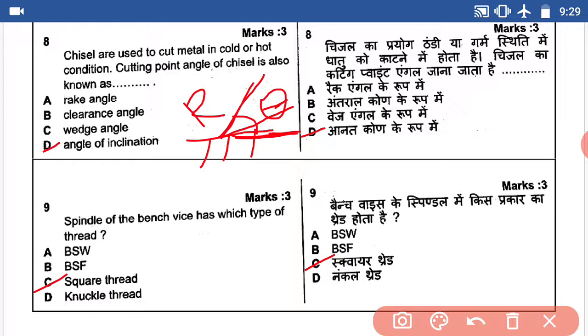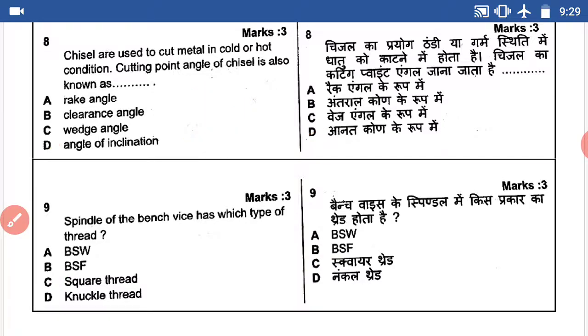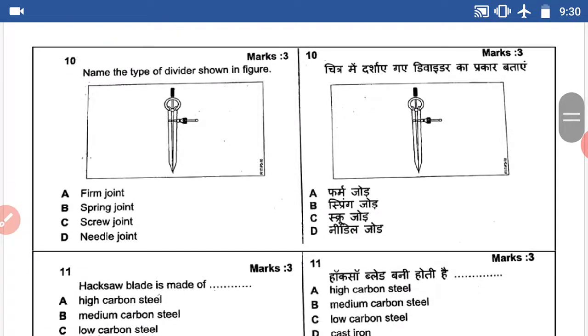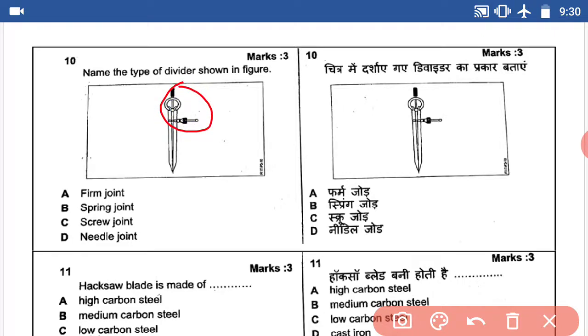Question number 10. Name the type of divider shown in the figure. This image is a spring joint divider. So the question answer: spring joint divider. Answer B.